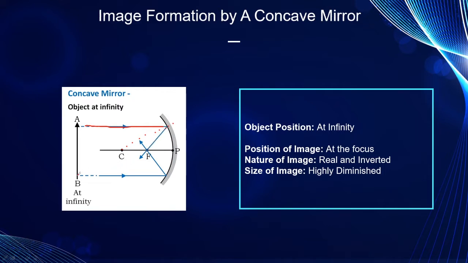ठीक है, ऐसे ही हमने दूसरी रे ली. Again the ray is parallel to the principal axis, so after reflection from a concave mirror it will intersect the other rays at the focus. So you can see that the rays are meeting at the focus, which means the position of the image is at the focus. Where do I get the image? I get the image at the focus.